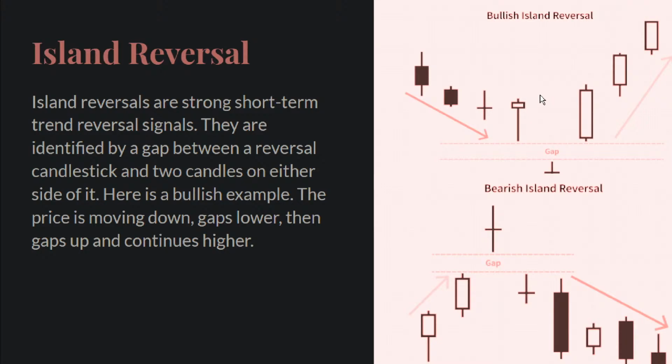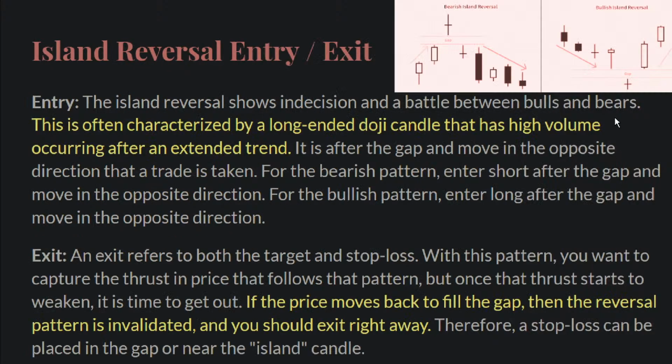But I just want you guys to understand that people will call them different things, and they'll expect you to think that it's this. So the entry of the island reversal shows the indecision and the battle between bulls and bears. This is often characterized by a long-legged doji. So, for instance, we could have a gravestone doji there. We could have a dragonfly doji at the low here. That's also acceptable.